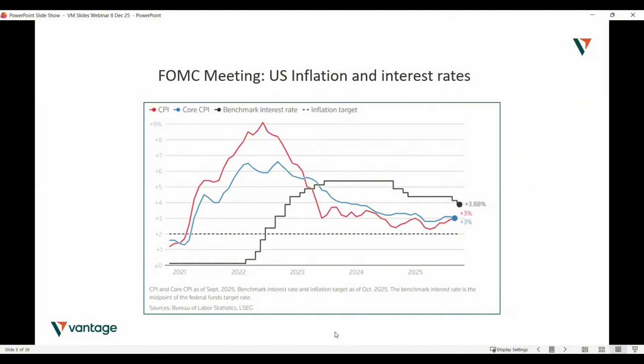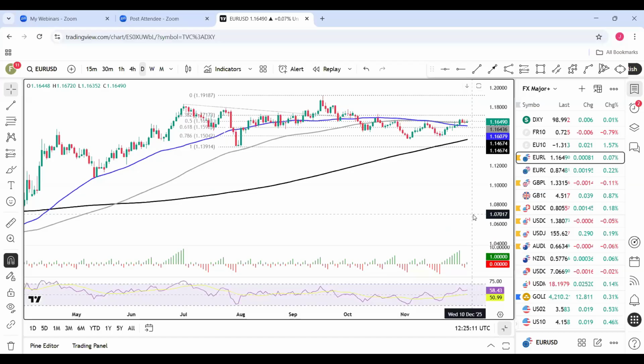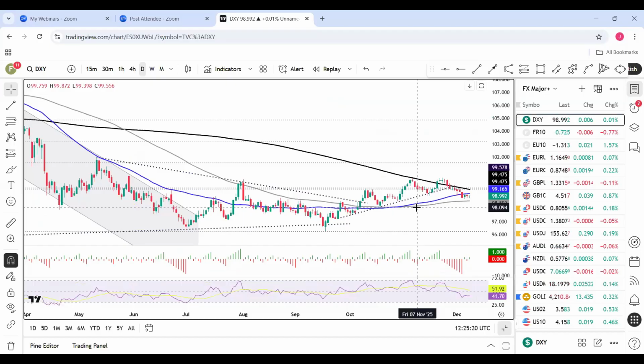Just bear with me one second. Yeah, so here's a dollar chart. But for market pricing, just for your guide as well, I always like to go through this. At the moment, currently only see around 14 basis points of cuts at the March meeting, and then an additional 33 basis points of cuts by the June meeting. So that's basically one cut and a half, if you like, by June, which is interesting, and that'll be a focus for those dot plots, of course.